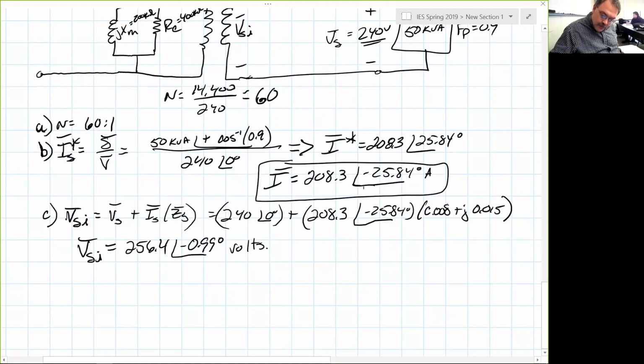I thought it was great that my numbers were close. Sorry about that. Can you redo that real quick and make the change? 242. Is it positive 0.5? Yeah. Volts. Good.